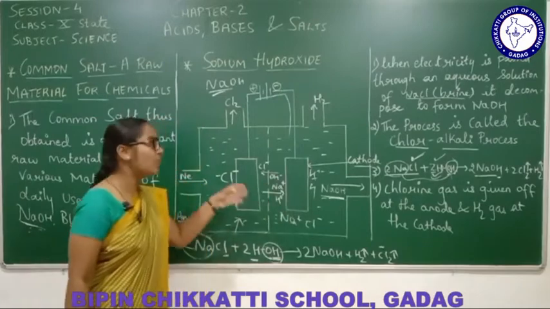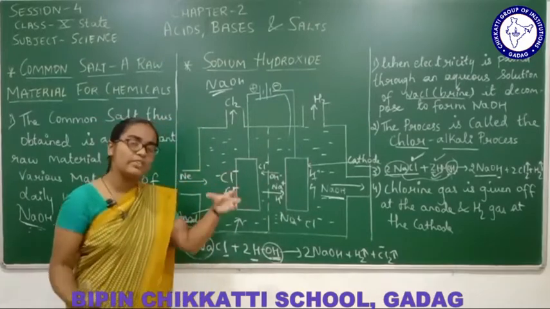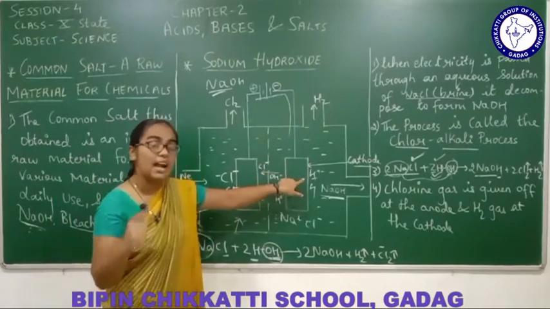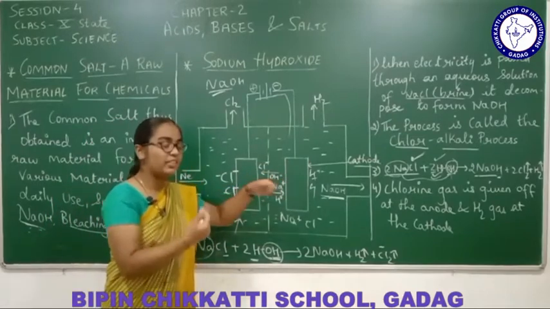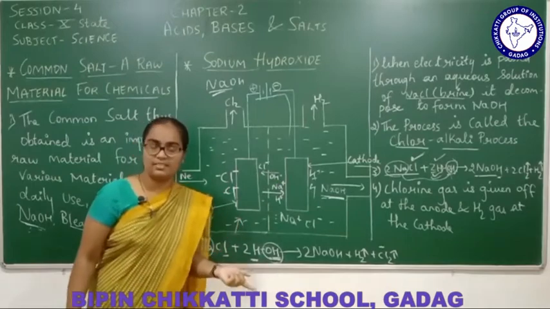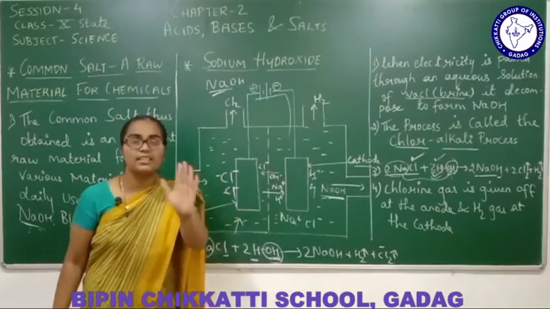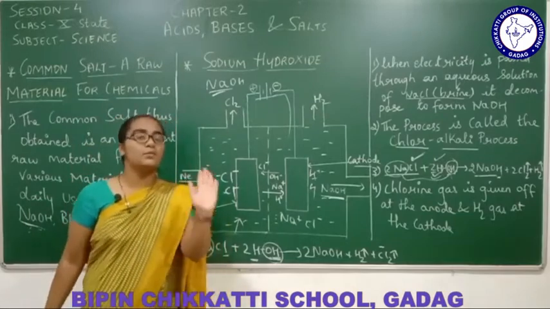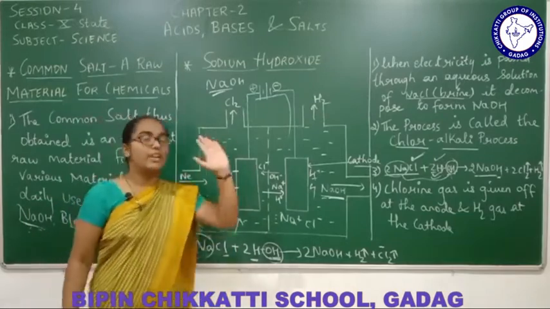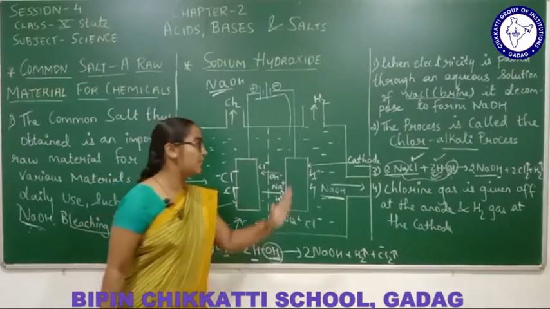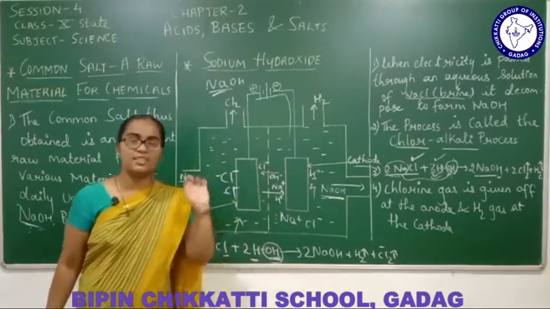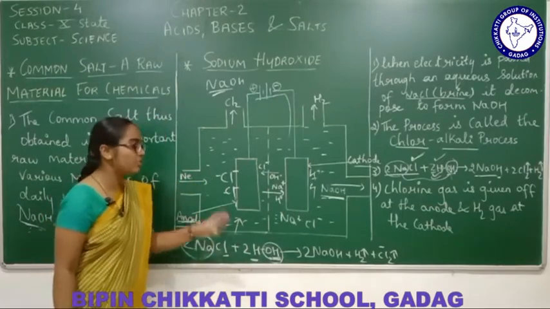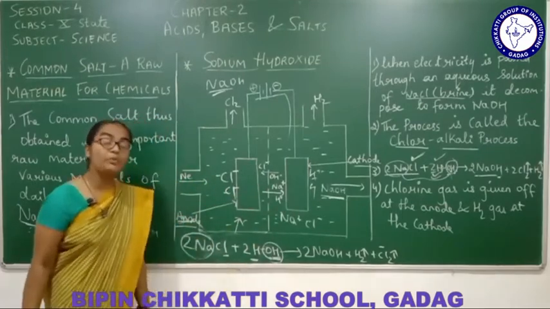Understood? So chloride ions, when they go towards the anode, combine together to form chlorine gas, whereas the cations, hydrogen ions, when they go towards the cathode, combine together to form hydrogen gas. That is a different process. But right now at 10th standard level, you have to remember only one thing: chlorine gas is formed at the anode, whereas hydrogen gas is formed at the cathode. That's it. This much is there in your textbook. So this is how NaOH is formed from the NaCl.